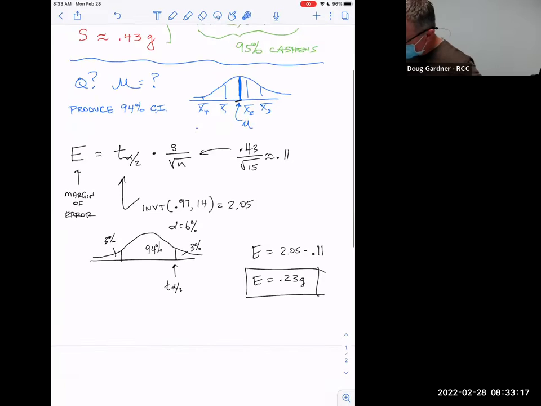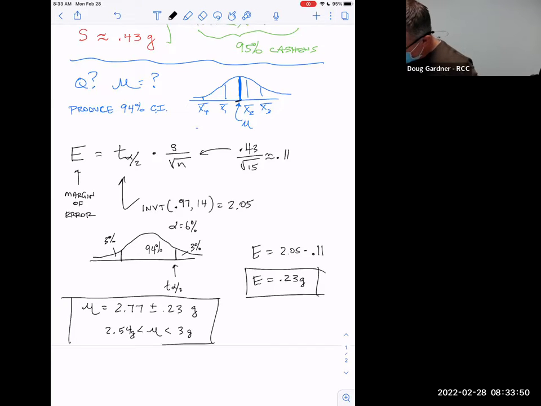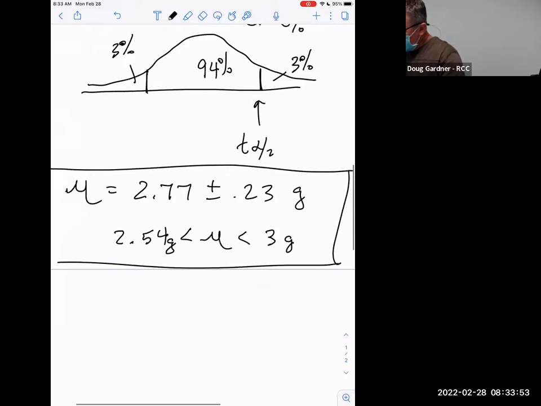So remember, there's 2 ways to list the confidence interval. You say, I think the population mean is actually 2.77 plus or minus 0.23. Maybe you list grams over here, or you go ahead and list what your book calls the interval of that. If I add 0.23 to that, I end up getting exactly 3 grams. If I subtract 0.23, I get 2.54. So that's actually listing the confidence interval.